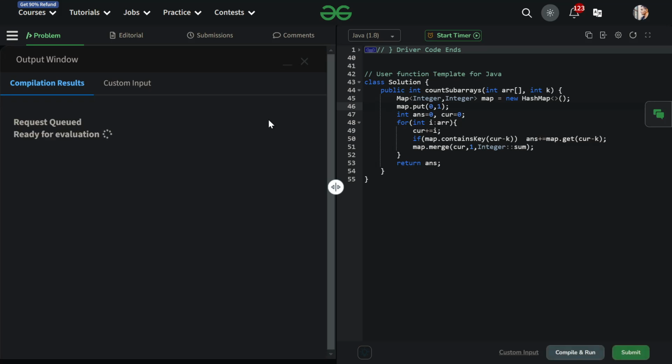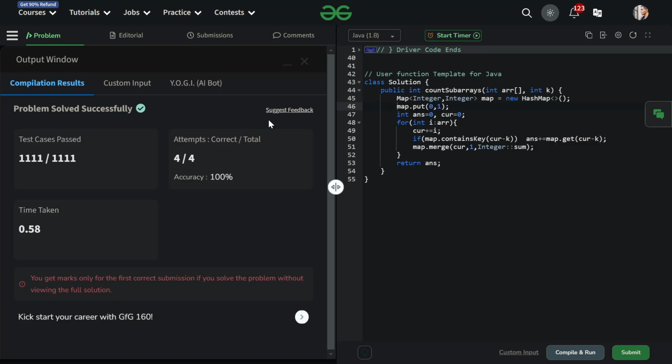Let's discuss the time and space complexity. So the time complexity is order of n, space complexity is also order of n. Code is given in the description box.